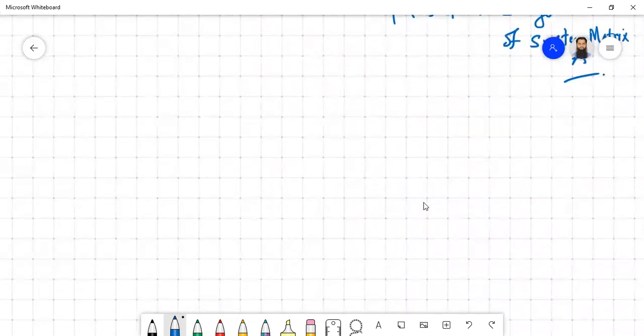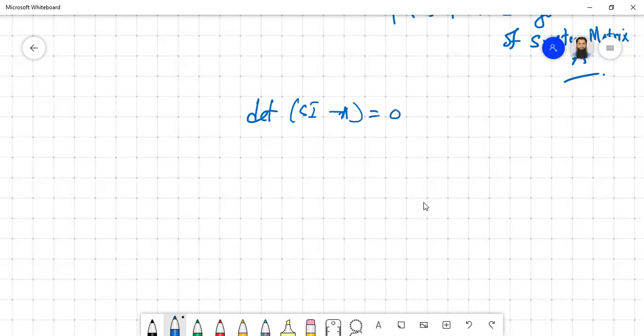More detail in chapter 5, but we just try to figure out whether there is any way to find out the system behavior. So the way is basically to find the determinant of (sI minus A). If you set that determinant to zero, whatever values of s you get will give you your poles.